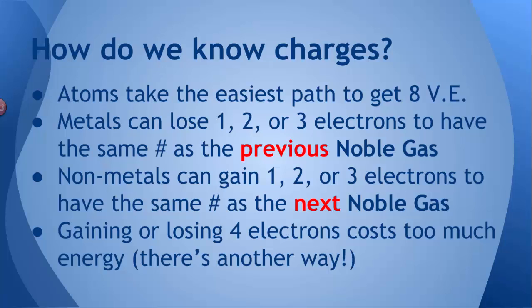You don't generally find elements that will gain or lose 4 electrons in the main group because it costs a lot of energy to do that. And since it costs about the same amount of energy to gain 4 as to lose 4, instead of deciding, they find a different way of becoming stable. We'll talk about that later.